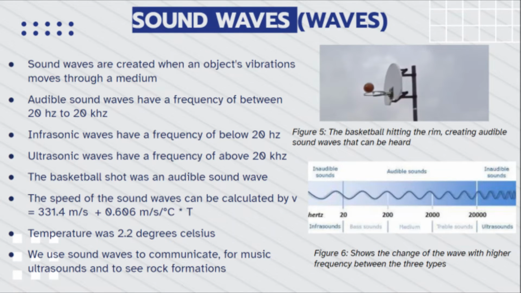Sound waves are created when an object's vibrations move through a medium before hitting something. There are three different types of sound waves, being audible sound waves, which are within the human's hearing of 20 Hz to 20 kHz, infrasonic waves, which are sound waves below 20 Hz, and ultrasonic waves, which are sound waves with frequencies above 20 kHz.